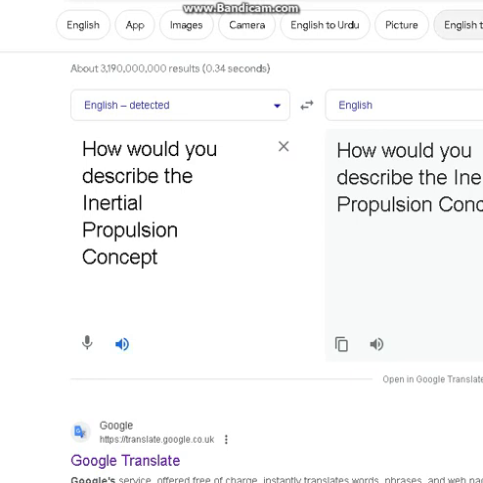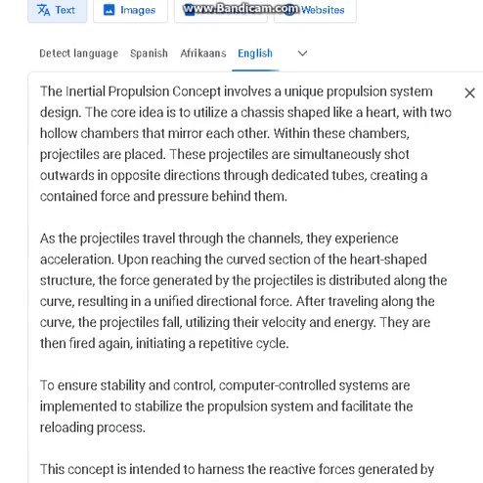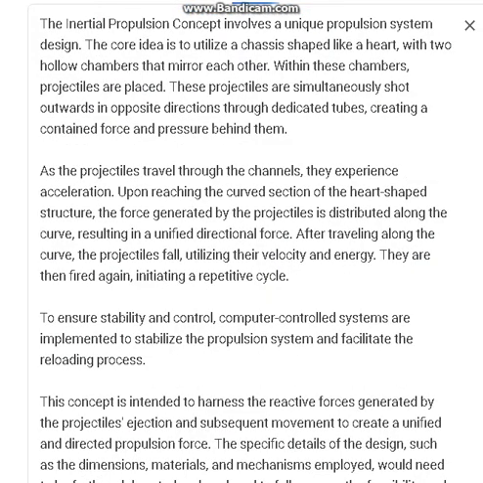How would you describe the inertial propulsion concept? The inertial propulsion concept involves a unique propulsion system design.